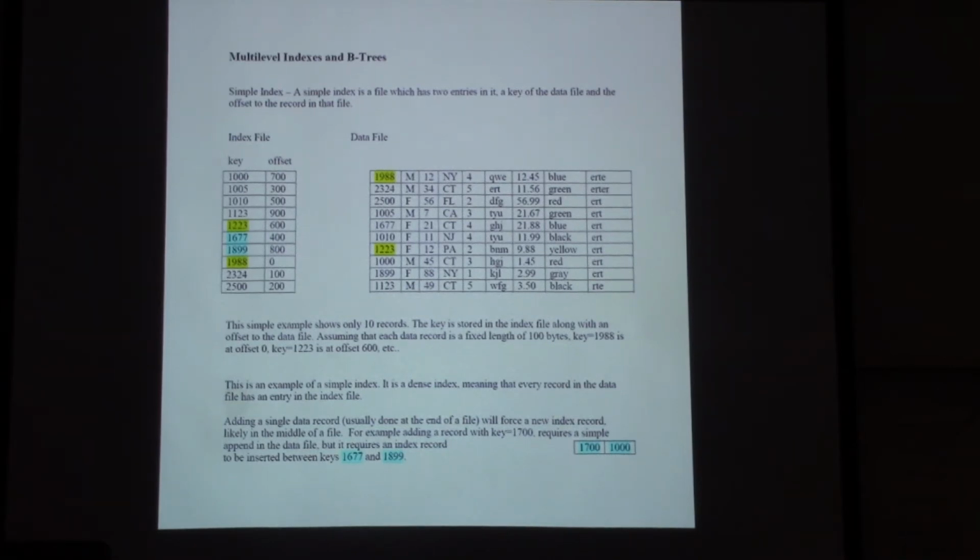So it's a simple index, and in this case, it's what we call a single level index, meaning that there's only one index we search. Once we find what we're looking for, we go to the location that's specified on the index. If we don't find it in the index, it's not there. So every entry in the file has to be in the index. And we call that a dense index. A dense index has every entry in the file in the index.